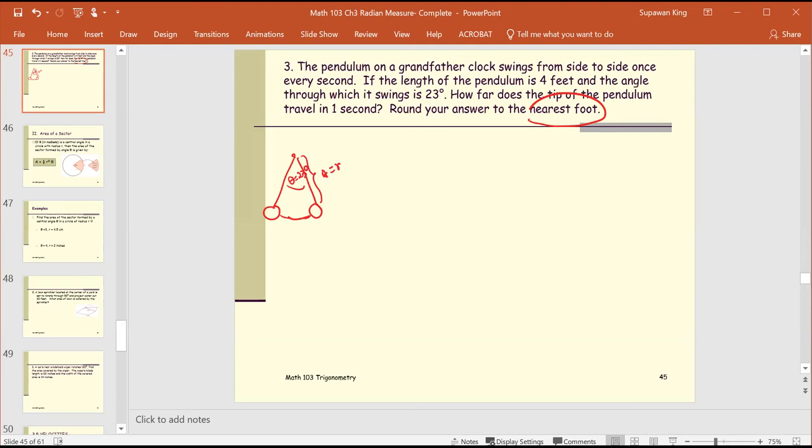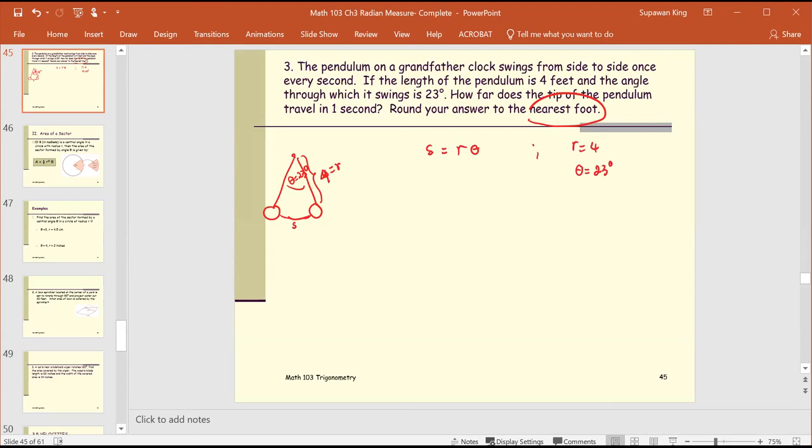How far does the tip of the pendulum travel in 1 second? So we are looking for S, or the distance that it swings from one side to another side. So S equals R times theta. The R is 4 feet. And angle theta is 23 degrees.